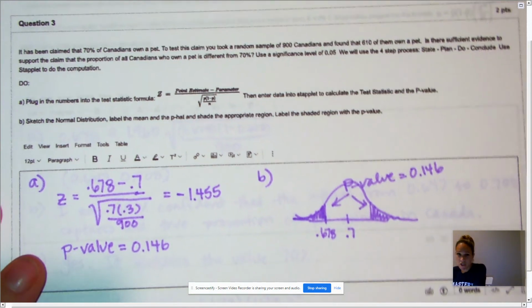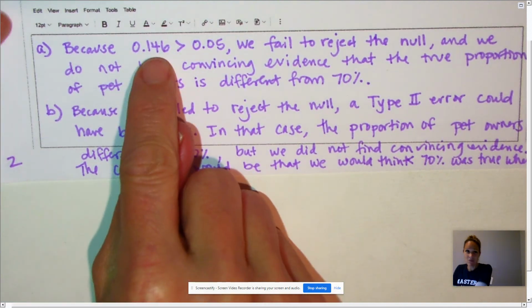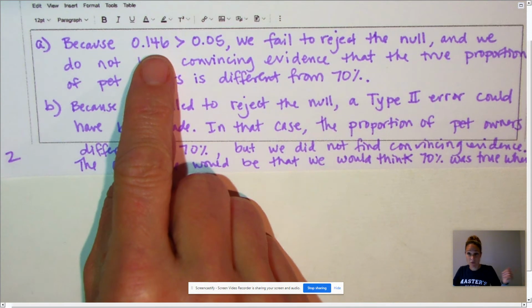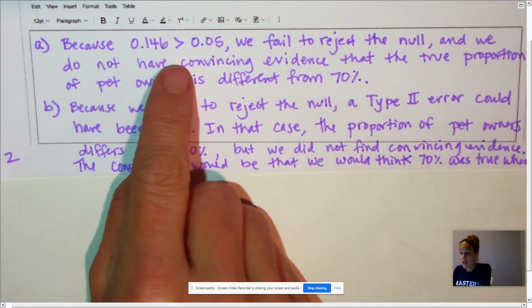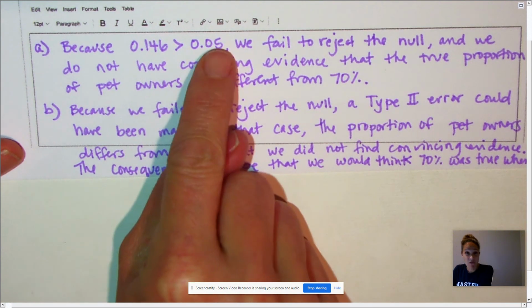So looking down to question number 4, now is our conclusion part, now that we have that p-value. Well, because this p-value is so large, 14% chance of it happening just due to normal variation in that sampling, we fail to reject the null, okay? Because our threshold was 5%.